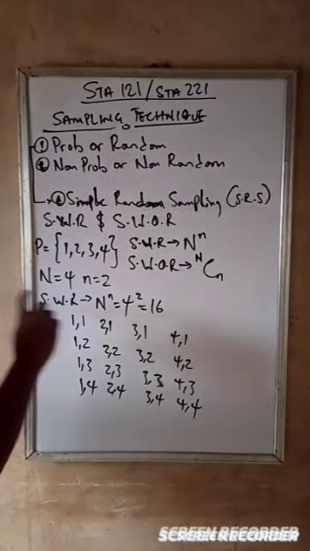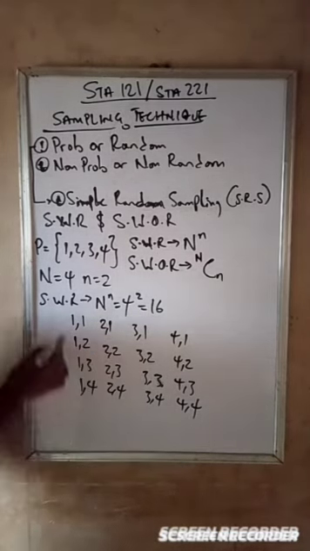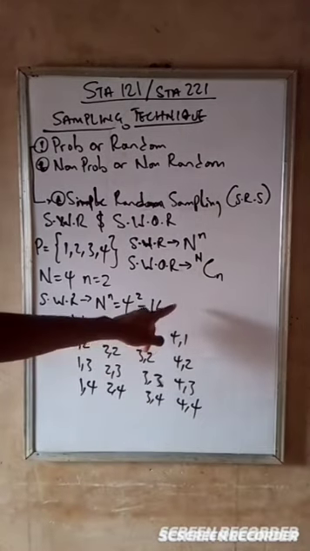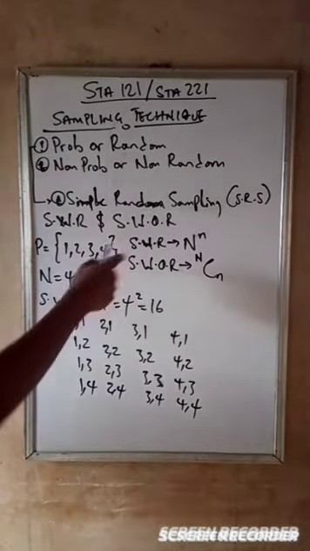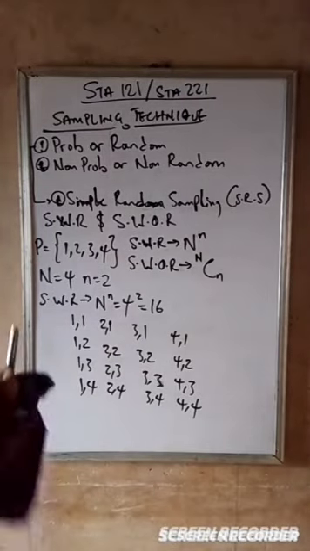Now, let's count whether it gives us 16 or not. 1, 2, 3, 4 in 4 places. 1, 2, 3, 4. 4 times 4 is what? 16. So you can see it gave me 16. Now, let's do it for without replacement.